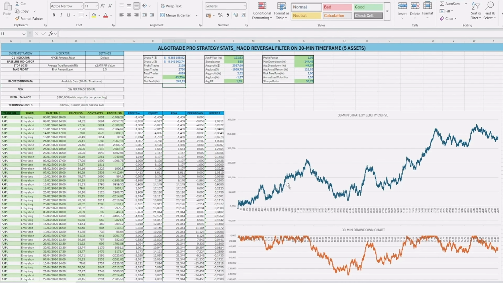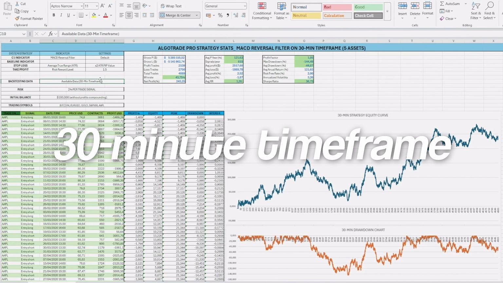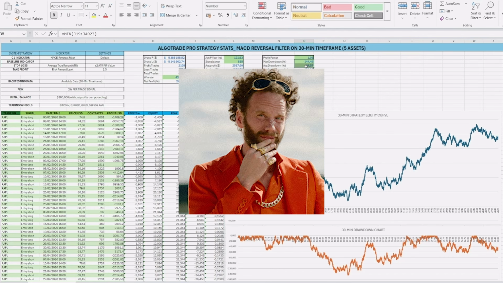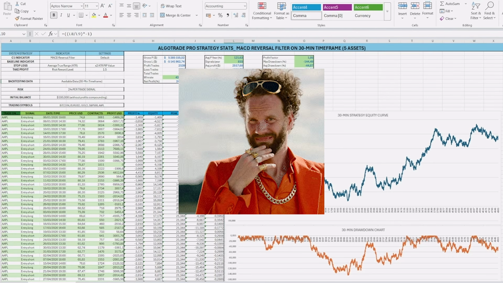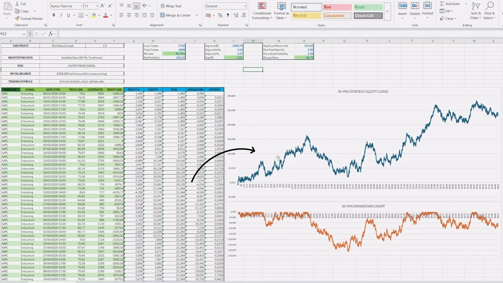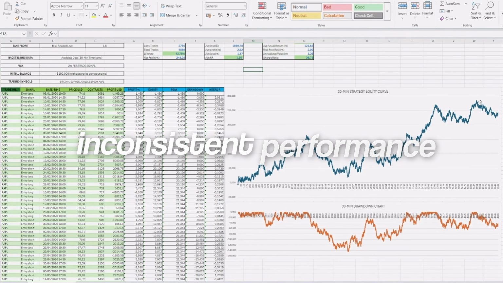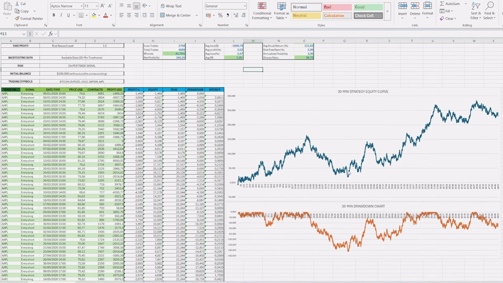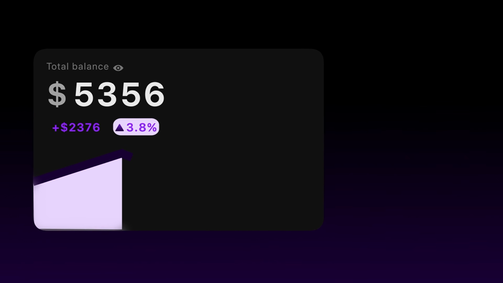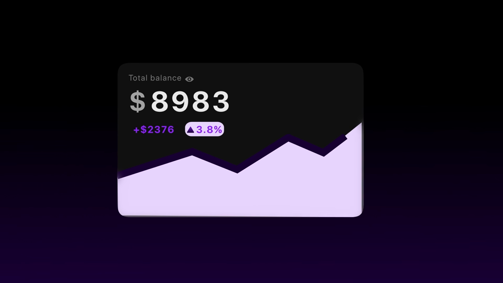However, even though this version delivered a strong net profit of close to 250% on the 30-minute time frame, this strategy on its own was not efficient. Because if you look at the equity curve, you will notice some major issues: high drawdowns, instability, and inconsistent performance across different market conditions. So, despite the promising results, this is not something you will realistically trade live. And that's exactly what we are going to fix today.